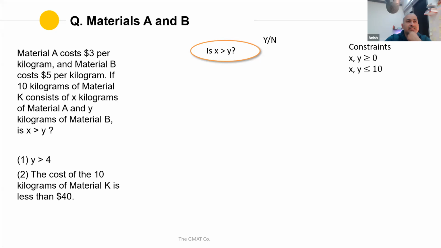These are all the constraints there are on X and Y, right? Neither of them can be more than 10 and neither of them can be less than 0. Okay, any other constraints on X and Y? No, that's it.